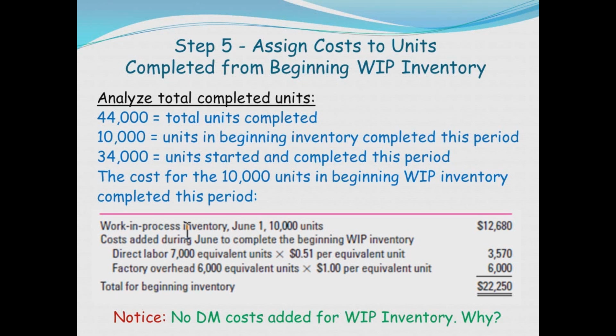Now I don't have anything for direct materials. Why? They were 100% complete last period. So there's no new costs for direct materials for those units. So your cost to finish those units this period is $22,250. Plus they had a cost from last period of $12,680.